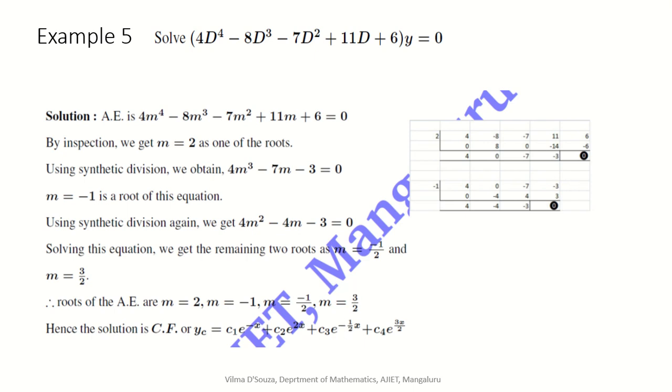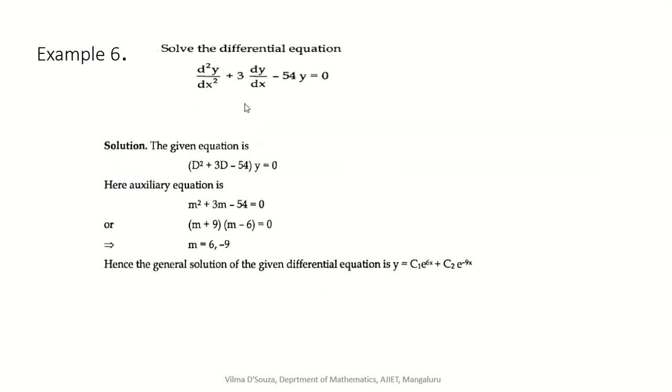Okay, take one more problem. Solve d square y by dx square plus 3 dy by dx minus 54y is equal to 0. By seeing the equation only you can write down the auxiliary equation. What is the auxiliary equation? M square plus 3m minus 54 equal to 0.